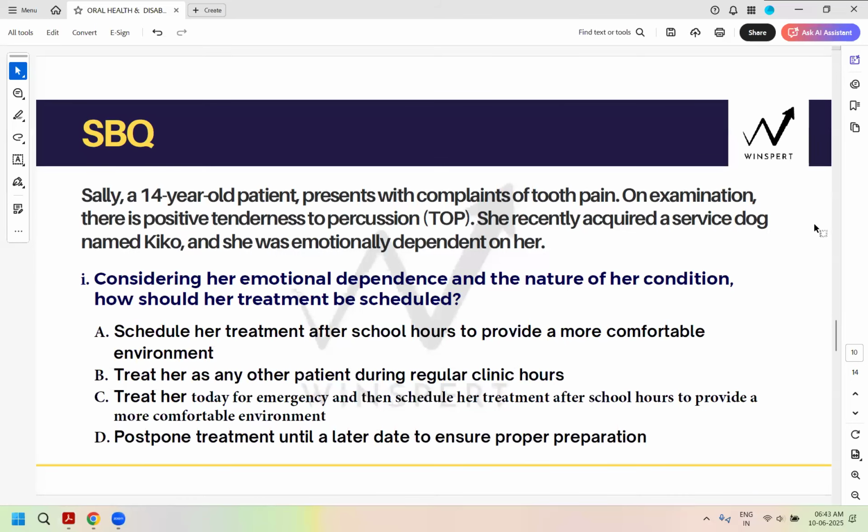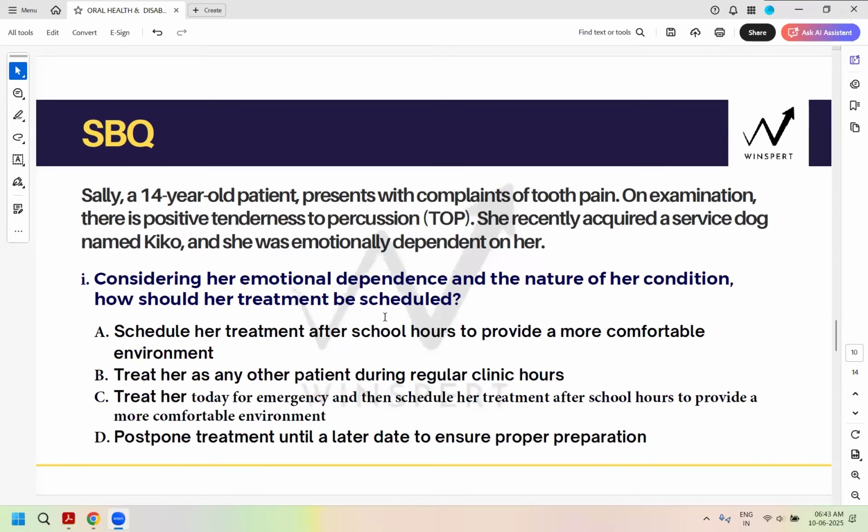Now let's talk about Sally, who's a 14-year-old patient, presents with complaints of tooth pain. There is positive tenderness on percussion on a particular tooth. She recently acquired a service dog named Kiko, and she was emotionally dependent on her. Considering her emotional dependence and the nature of her condition, how should her treatment be scheduled?